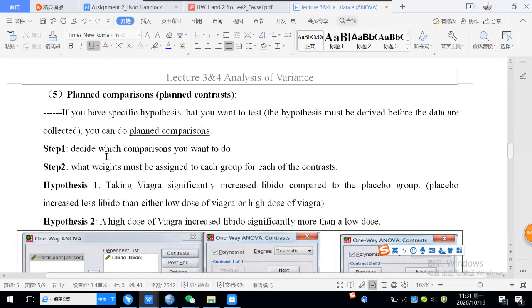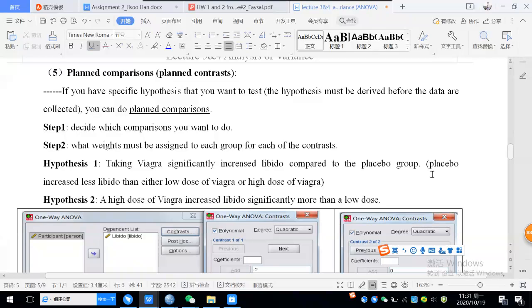Okay, step 1, decide which comparisons you want to do. Step 2, decide what weights must be assigned to each group for each of the contrasts. For example, hypothesis 1: taking Viagra significantly increased libido compared to the placebo group. Yes, we want to test if taking Viagra significantly increased libido compared to the placebo group.